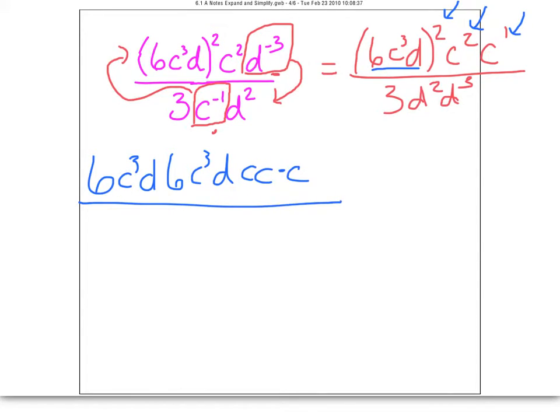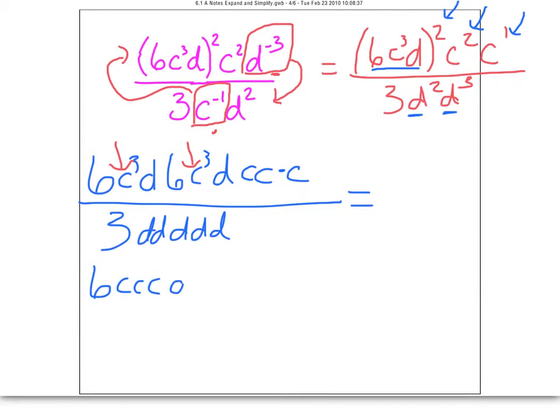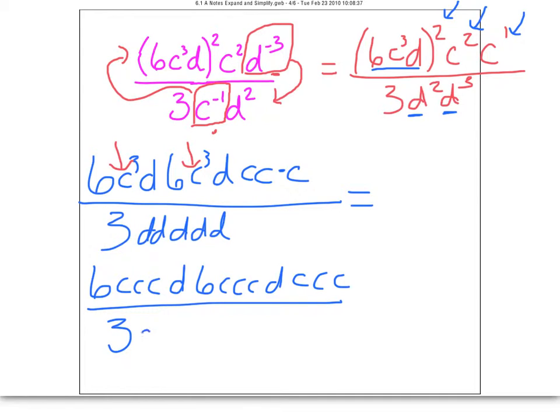On the bottom, to expand out, I have a 3. I have d 2 times and d 3 times. I'm going to do d twice and then d 3 times. Now I do want to show you again full expansion, so I'm going to have to come back, and these c's up here still have exponents, so I'm going to expand them out completely. So we'll do this: 6, c, c, c, and a d. 6, c, c, c, d, and then there's 3 c's at the end. On the bottom we have the 3, and then I have 5 d's.